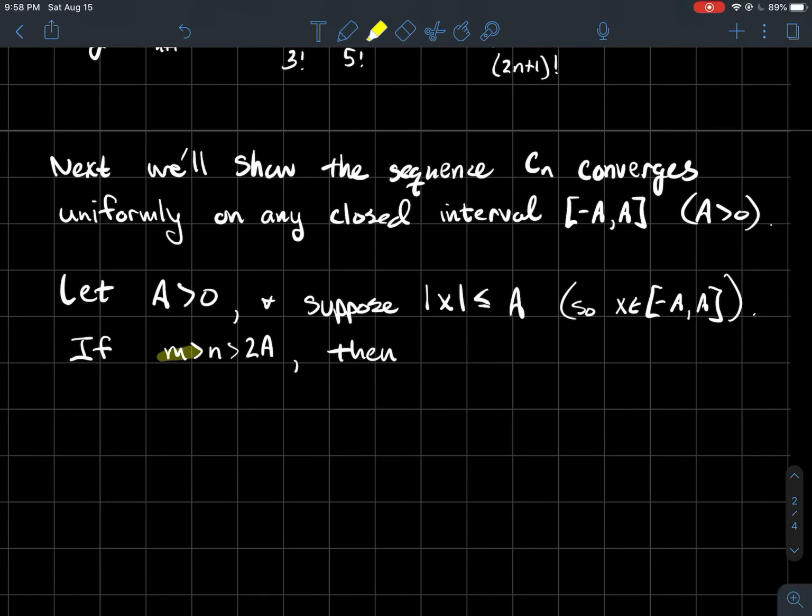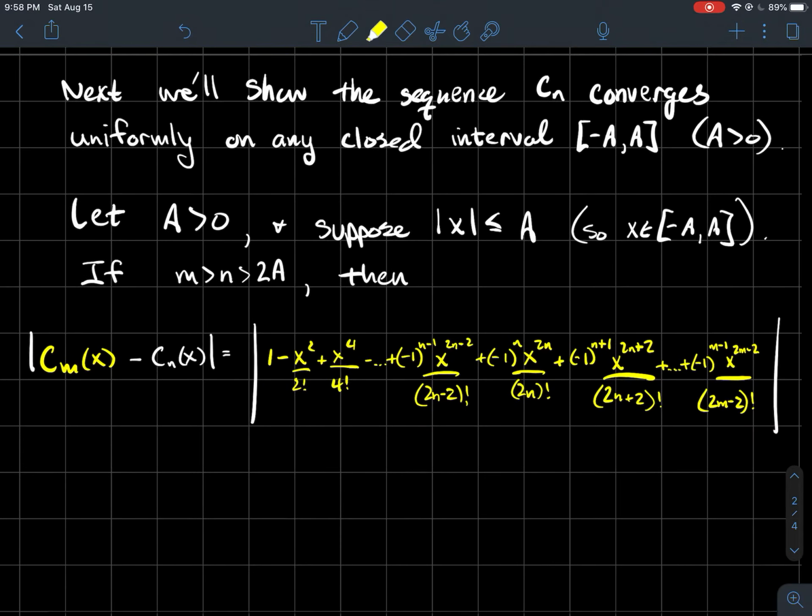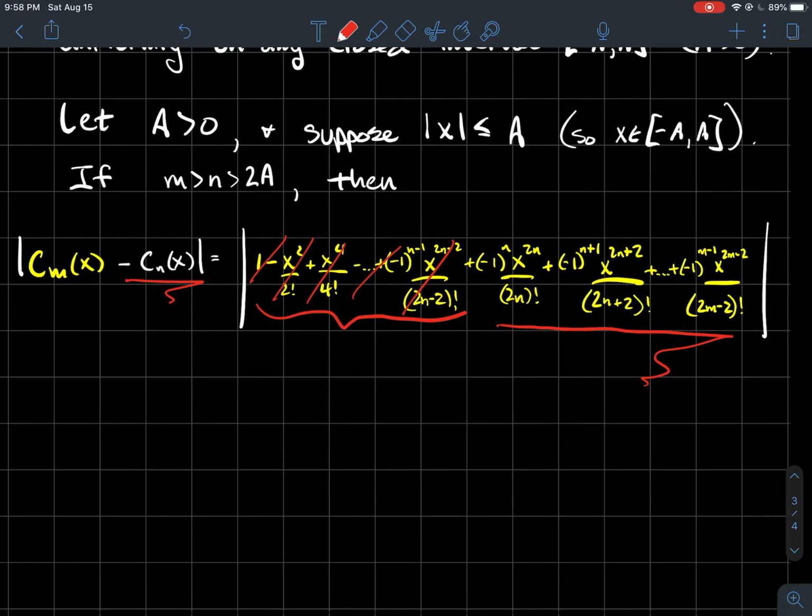So let's choose indices, m and n, that are larger than 2 times whatever this a is. So 2 times however far to the right on the number line I go. Then, what are we going to do? Let's consider the difference between Cm and Cn. I'm just going to write down Cm, and then I'm going to subtract Cn. Well, what is Cn? Cn goes all the way up just to this much. So I'm going to subtract that. What do I have left? The difference would just be this piece right here. So when I subtract, that is all I get left, which is that over there to the right.